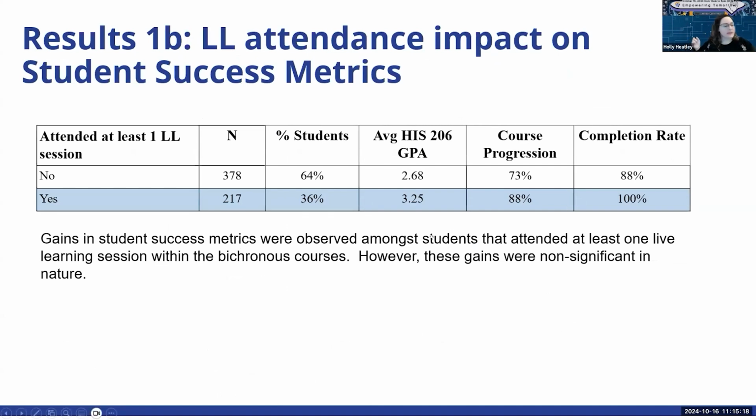So the second level of analysis within the Bichronous scores, or the experimental sections, looked at the impact of attending at least 1 live learning session on student success metrics. This includes course GPA, course completion rate, and course progression rate. So it was observed that students who attended at least 1 live learning session had higher grades, course completion, and course progression rates than students who did not. However, these results were not statistically significant.